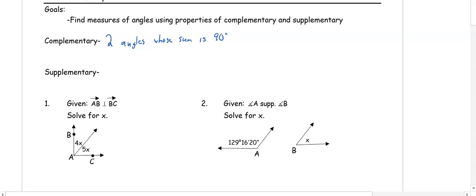Supplementary angles are two angles whose sum is 180 degrees. So using these words, we are going to solve some problems.